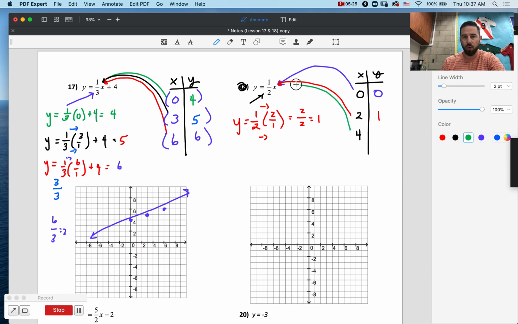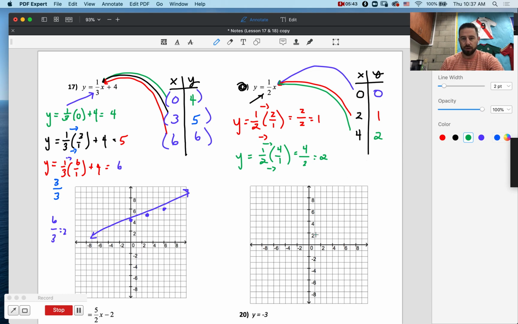Next one, we're going to bring our 4 up over here. We're going to do the same thing. Y equals 1/2, 4 over 1, right? 1 times 4 is 4, 2 times 1 is 2, and 4 over 2 is 2.